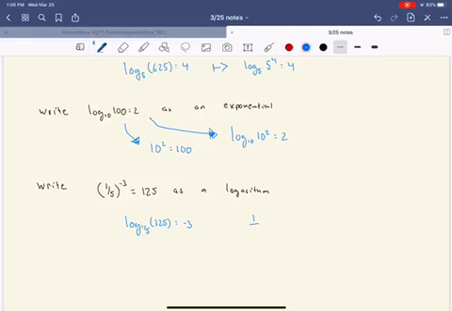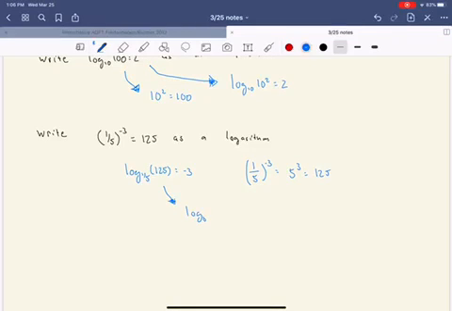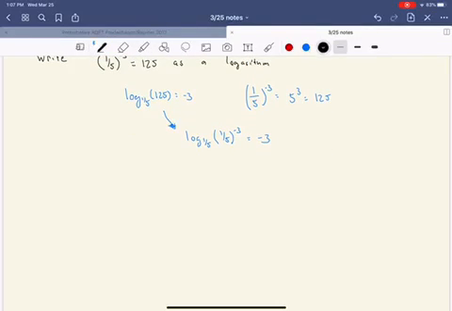I want you to notice something. 1/5 to the negative 3 is like 5 to the 3rd, and that's how you get your 125. So another way you can think about this, not the way you need to write it, but just the way that you think about it so that the log makes sense: log base 1/5 of 1/5 to the negative 3 equals negative 3. Okay. All right. Couple more.